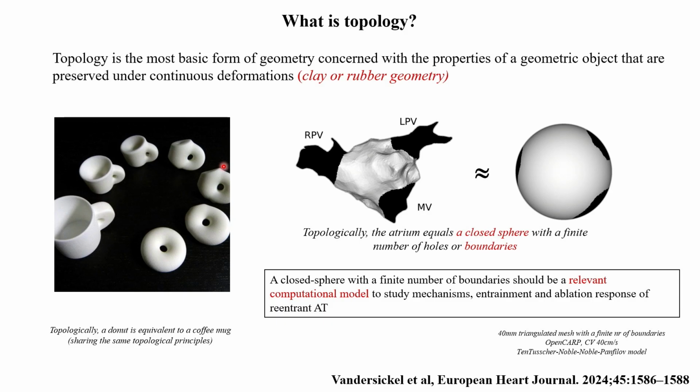If you know this, an atrium or any other structure in the heart is nothing more than a closed sphere with a finite number of holes or boundaries. So for a topologist, an atrium is nothing more than a closed sphere with boundaries. So it should be a good idea for a computational model to understand reentrant atrial tachycardia. And that's what we did. We started with computational modeling, and then we went to clinical atrial tachycardia.